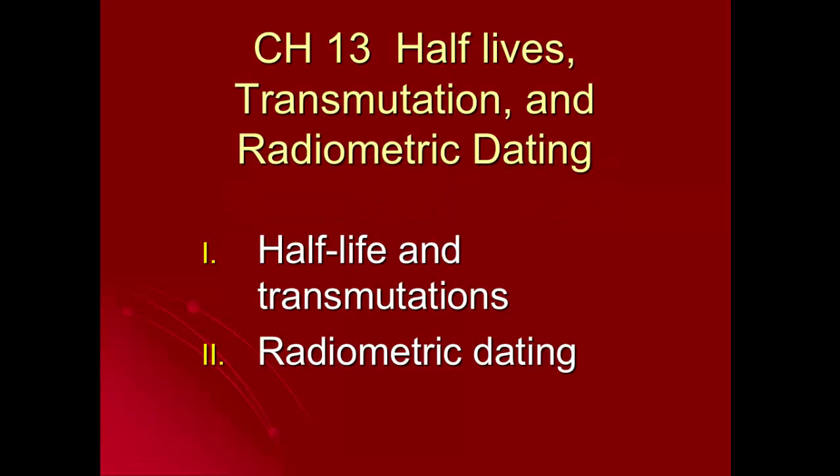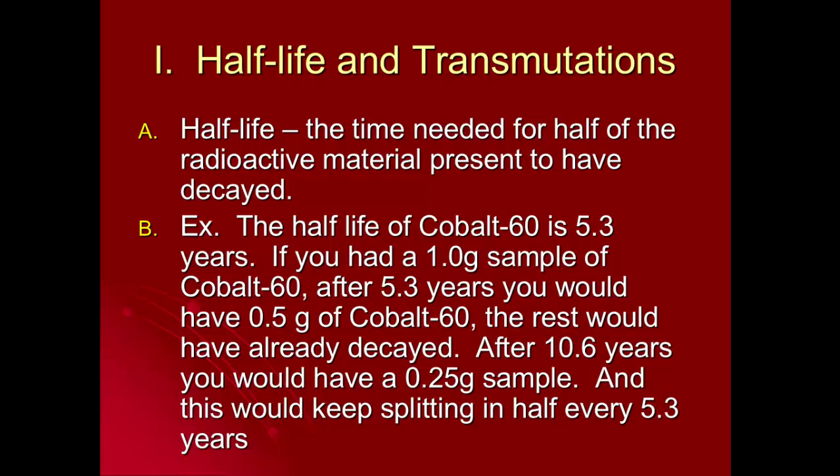In the second part of Chapter 13, we're going to look at half-lives and transmutations and radiometric dating. So when you look at radioactivity, it breaks down by half portions. A half-life is the time needed for half of the radioactive material that's present to have broken down and already emitted. The half-life for cobalt-60 is 5.3 years. So if you have a sample of cobalt-60, after 5.3 years, half of it would no longer be radioactive.